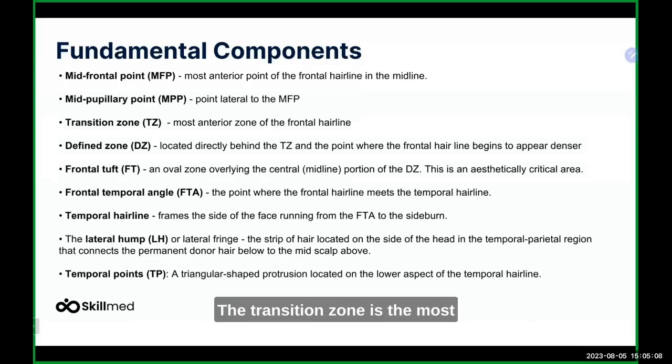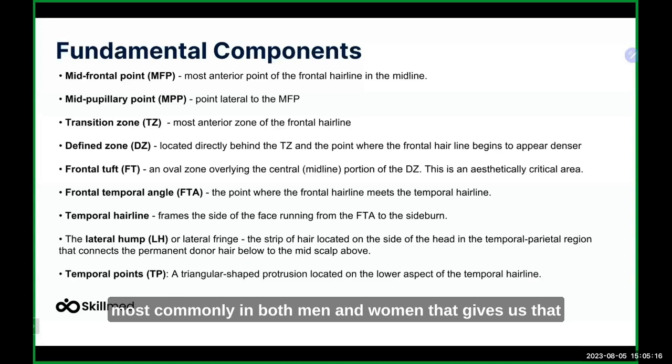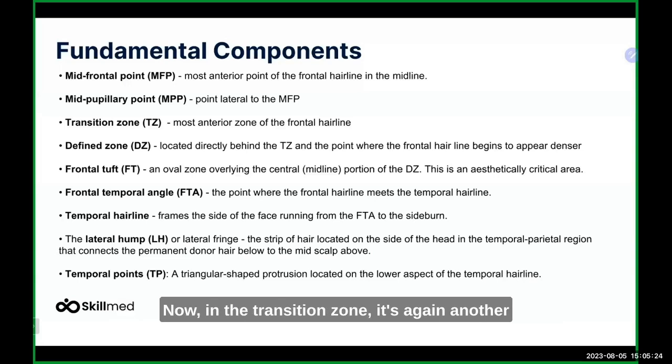The transition zone is the most anterior zone of the frontal hairline. This is the part of the hairline that we see most commonly in both men and women that gives us that natural look that most of our clients are aiming to achieve. The transition zone is another topic that we will cover in detail. You have your single hair follicles, and it gives you a very natural appearance. It's a very important part of one's hair restoration journey.